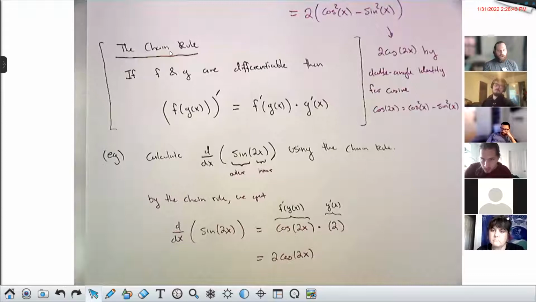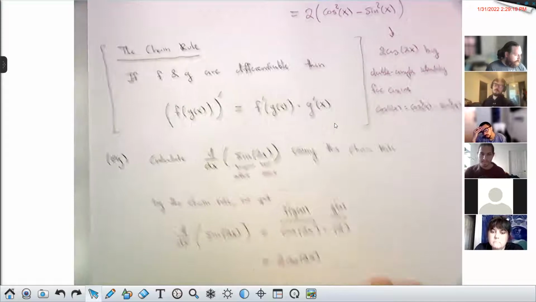Any questions on how we applied the chain rule here, or what the chain rule is saying here? Okay, then let's keep playing.